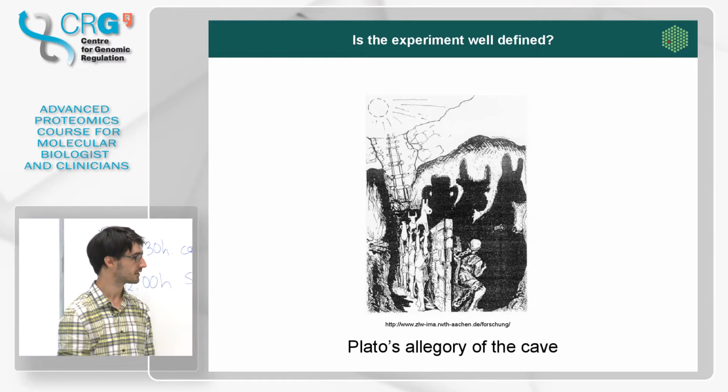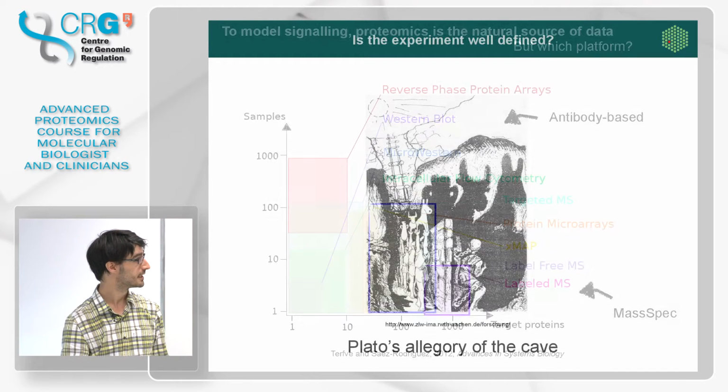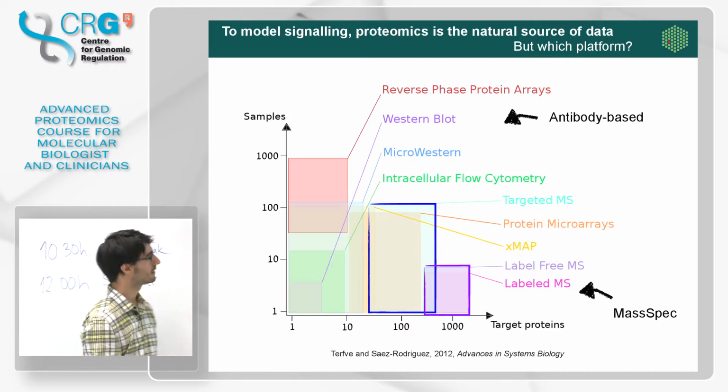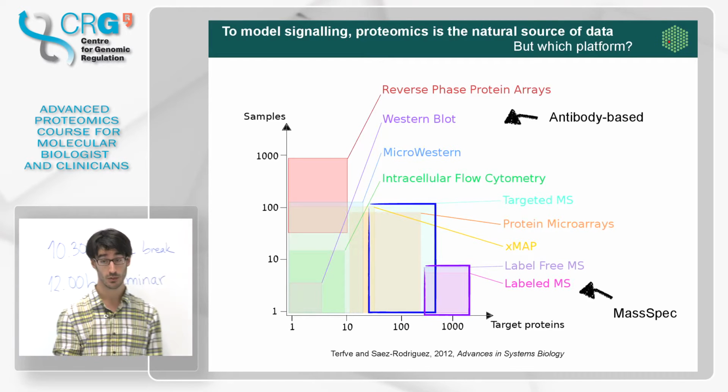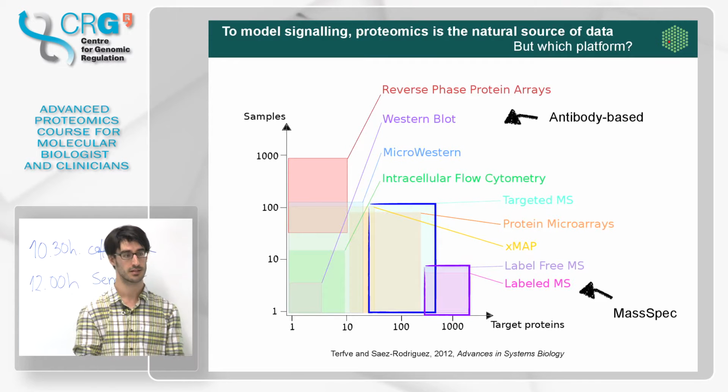So you have to take that into account when using later processing of the data. For example, to model signaling, proteomics is the natural source of data. But which platform can you use? Which is the one that best represents, or which is the shadow, let's say, that best represents what you want to see?